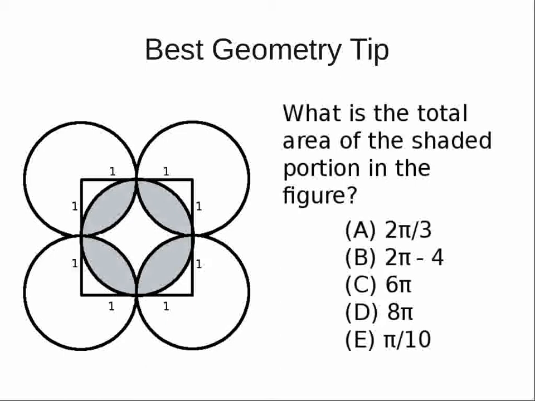And we have 5 choices: 2 pi over 3, 2 pi minus 4, 6 pi, 8 pi, and pi divided by 10. Now, somebody somewhere in the world probably has memorized a formula for this gray shape. I don't know what that formula is, and I don't care, because if I tried to memorize the formula, I'd probably forget it anyway. It's probably a really confusing, complex formula. Watch this. Let's do the process of elimination.